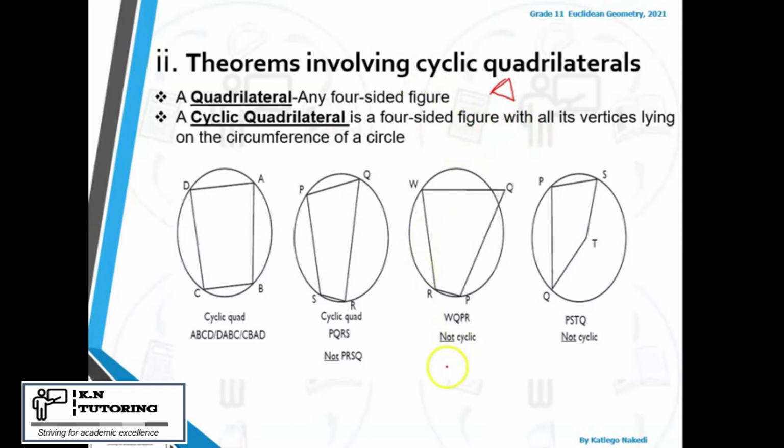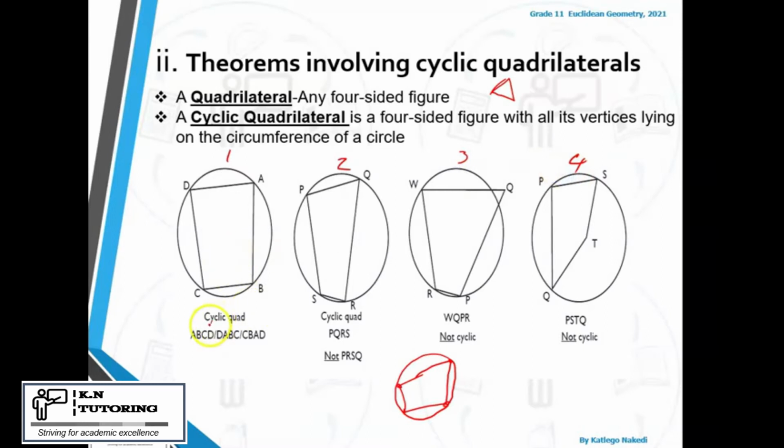So if you've got this, it's a quadrilateral because it's a 4-sided figure. Okay, but the moment these vertices lie on the circumference of a circle, it is no longer just a quadrilateral, but it's called a cyclic quadrilateral. Okay, so let's see with the diagrams that we have there, 1, 2, 3, and 4.